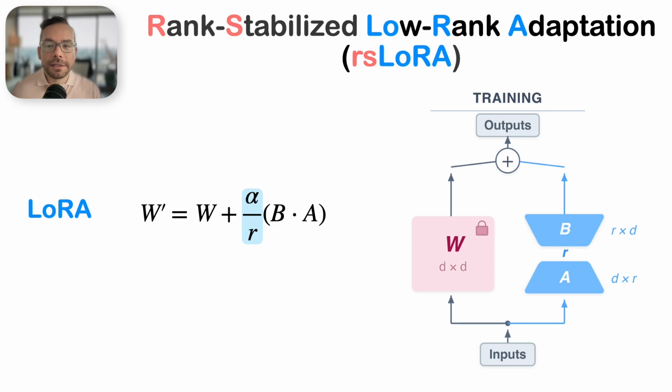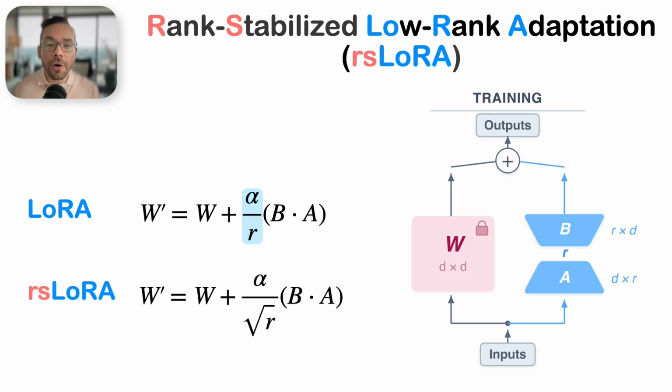rsLoRA said this normalizer is just wrong. Here's why. As you increase r, the product BA naturally grows in magnitude. You are summing up more pieces, so the output gets bigger on its own. But that growth isn't as fast as r. It's more like a square root of r. So when you divide by the full r, you're overcorrecting. At high rank, the adapter gets so damped, it barely contributes.